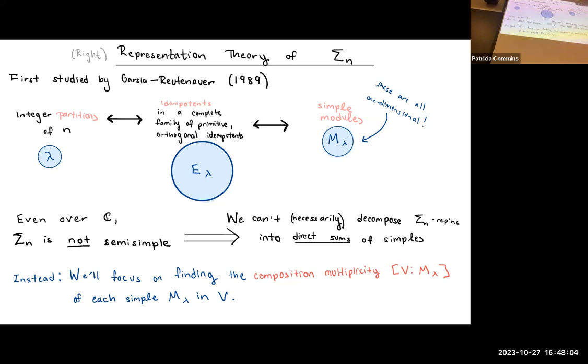But unfortunately, even when you're working over nice fields like the complex numbers, this is not a semisimple algebra. So sometimes the representations can be tricky to understand. We're not always going to be able to decompose representations into a direct sum of simples. So instead, I'm going to focus on finding the composition multiplicities of simples in these modules. I'll use this notation to mean: if I'm studying a descent algebra representation V, how many times does the simple M lambda appear as a composition factor in any composition series?